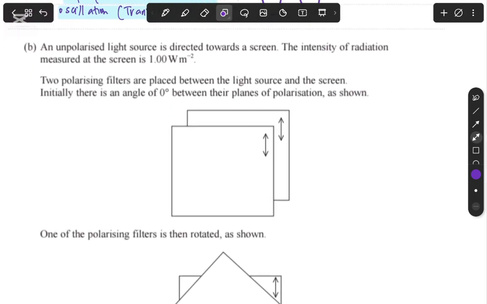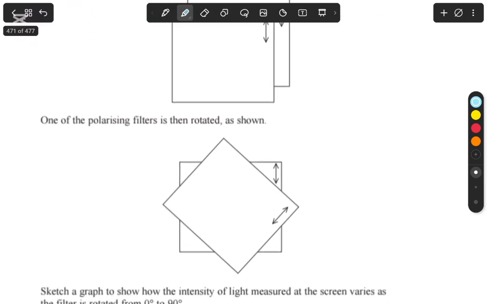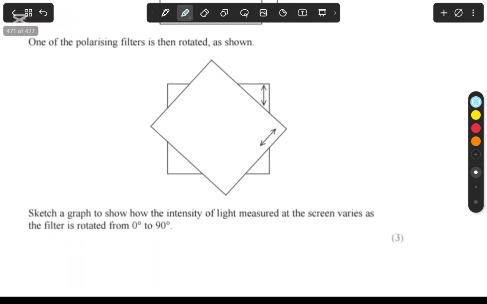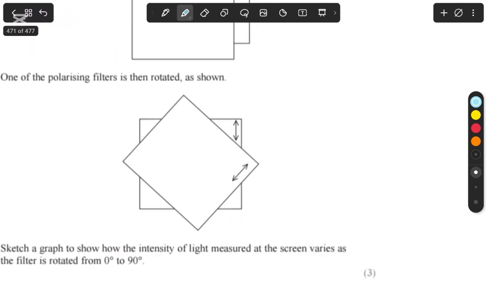Part B, it says an unpolarized light source is directed towards a screen. The intensity of radiation is going to be 1 watt per meter square. And then the question tells us two polarizing filters are placed between the light source and the screen. And initially there is an angle 0 degrees between their planes of polarization as shown. And then one of the polarizing filters is rotated. And then it says sketch a graph to show how the intensity measured at the screen varies as the filter is rotated from 0 to 90 degrees.